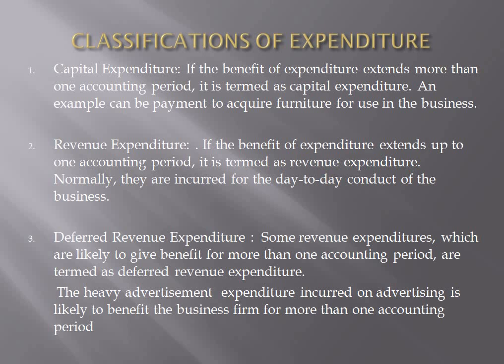And the third one is the deferred revenue expenditure. So some revenue expenditure which are likely to give benefit for more than one accounting period are termed as deferred revenue expenditure. And the best example of this is the heavy advertisement expenditure, where the benefit from this expenditure is for more than one accounting period.